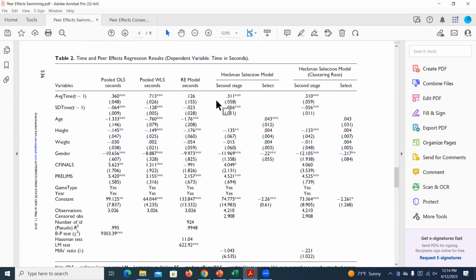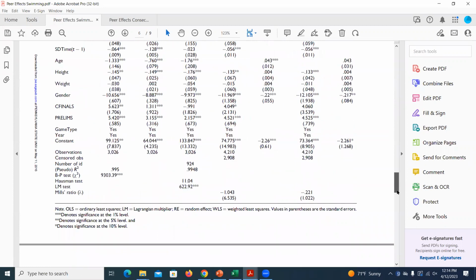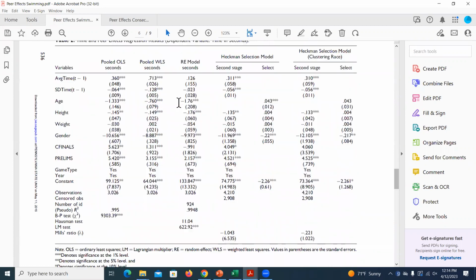Okay. So we don't have to worry about what they're exactly doing here, but we'll just look at this first column, right? They do some other fancy stuff, but our traditional regression that I expect you to know, this is going to be their column one.